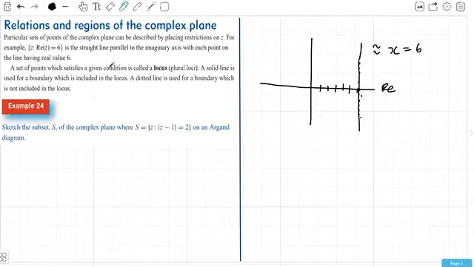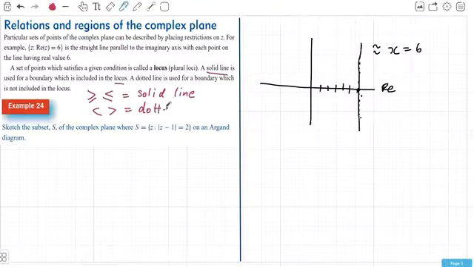So here we're going to be looking at a set of points which satisfies the given conditions. It's called a locus, and it's a graph, but it's called formally a locus. A solid line is used for a boundary which is included in the locus. This is very important because it's that idea of sketching regions. So if you've got a greater than or equal to or a less than or equal to, you're going to use a solid line. If you have a less than or a greater than without the equals, you're going to use a dotted line, and that's for a boundary which is not included. Okay, so it's just that difference between using solid lines and dotted lines for your regions.